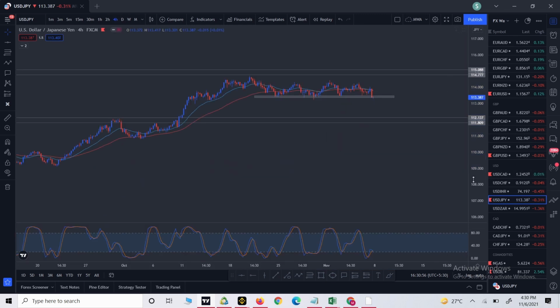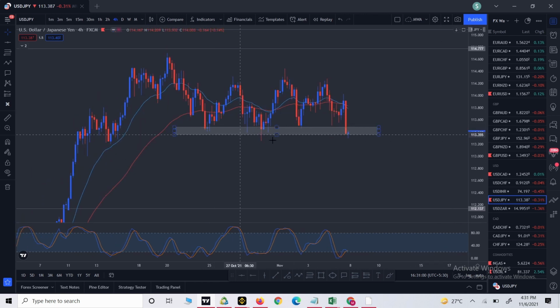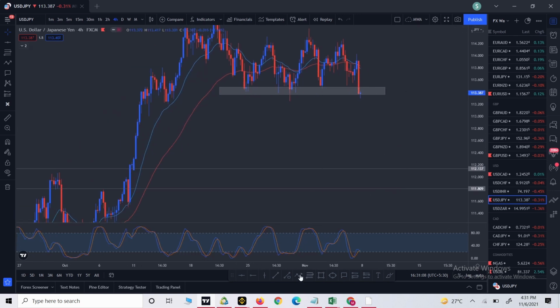And if we check the price action on the 4-hour, then we can see this is going to be a zone. Now as we can see, the price bounced from this zone every time. So if we get a break and close below this zone, then definitely we can wait for a pullback into the recently broken zone.